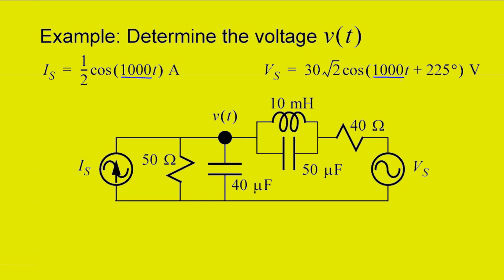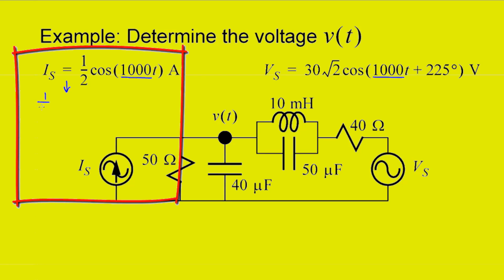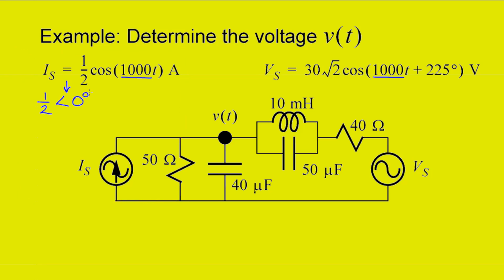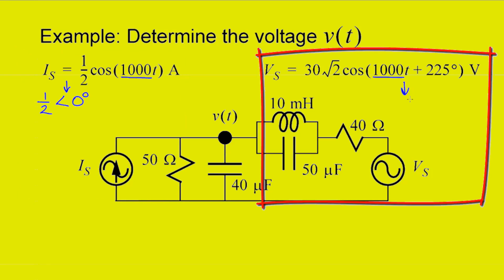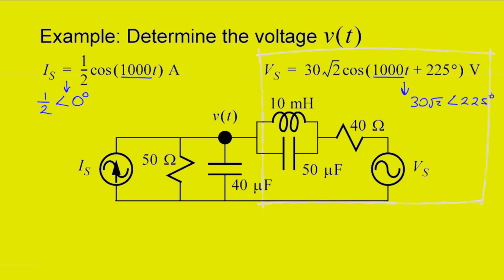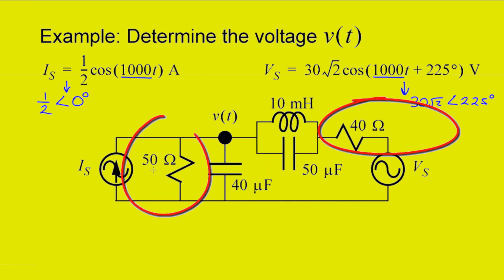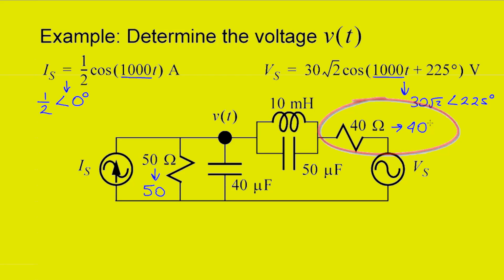To begin, we need to take each of the elements, the sources, the resistor, the capacitors, and the inductor, and find their equivalent transform in the phasor domain. For the current source, I'm going to have a magnitude of 1/2 at an angle of 0 degrees. For the voltage source, I'm going to have a magnitude of 30√2 at an angle of 225 degrees. The resistors just become resistors of the same magnitude, and they have 0 phase, so that'll be 50. We could put angle 0 if we want, but that's probably a bit redundant. And the 40 ohms will translate into simply 40 ohms of impedance.